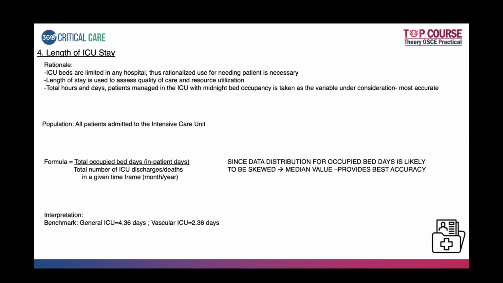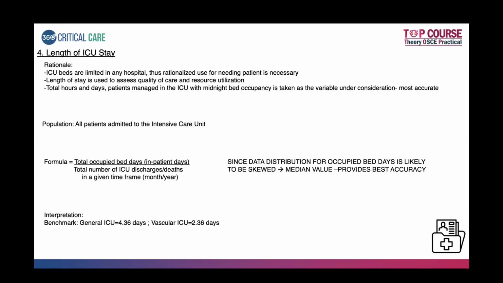So the length of ICU stay is used to assess the quality of care and the resource utilization. The total hours and days the patients are managed in the ICU, with midnight bed occupancy, is taken as the variable under consideration. That is the most accurate. I'll just express this once again. Usually when you're taking the census, you need to take it from 12 a.m. The number of patients in the ICU at 12 a.m. is taken as the number of patients in the ICU. I hope all of you understand.